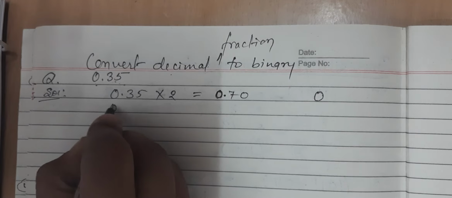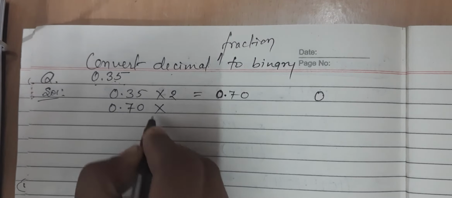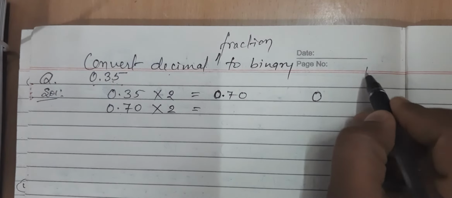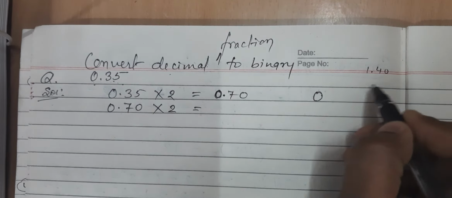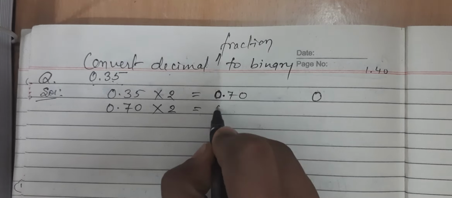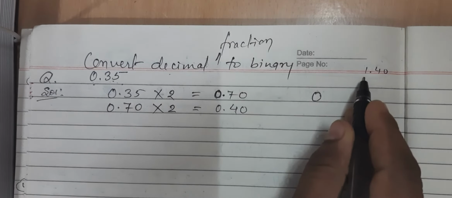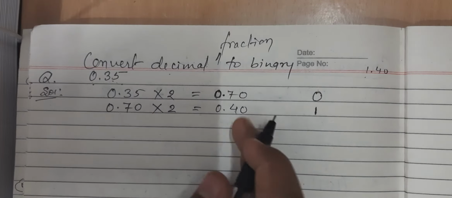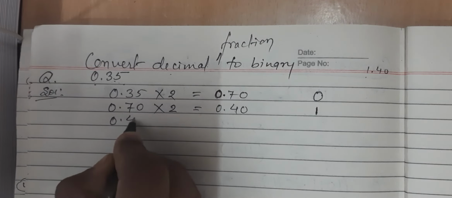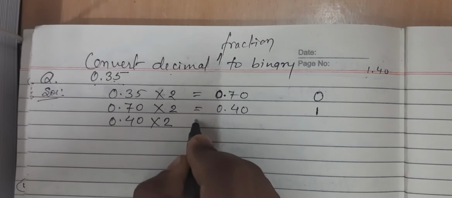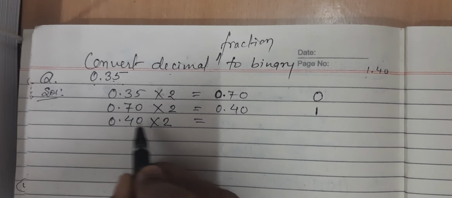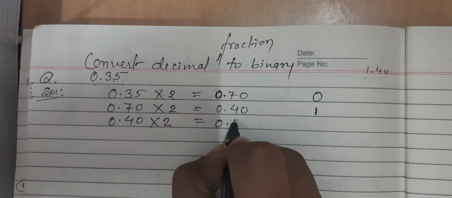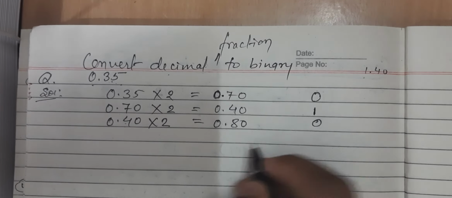Now the next is 0.70. Again we'll multiply this number by 2. When you multiply, you will get 1.40. So we'll only write 0.40, and this 1 we will write here as the carry. Now again multiply 0.40 by 2, and we will get 0.80. Here no carry, so 0.